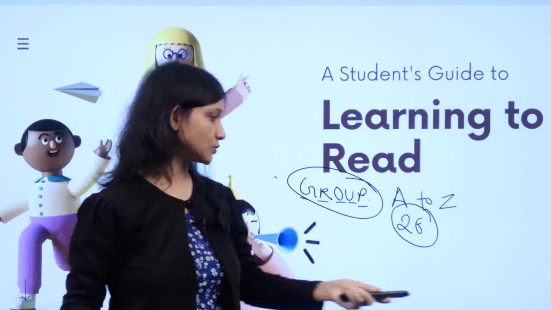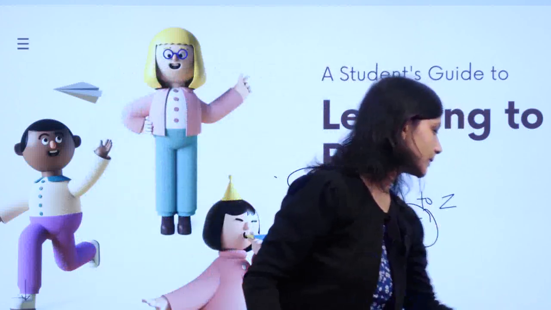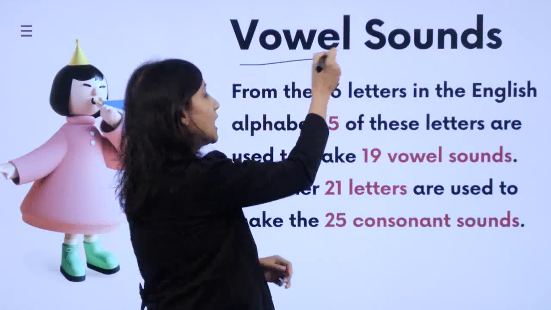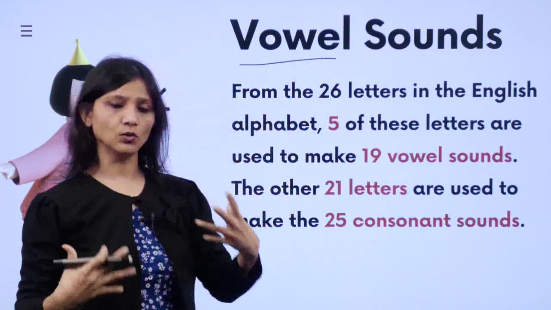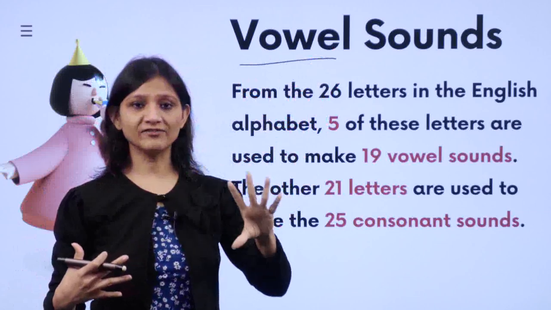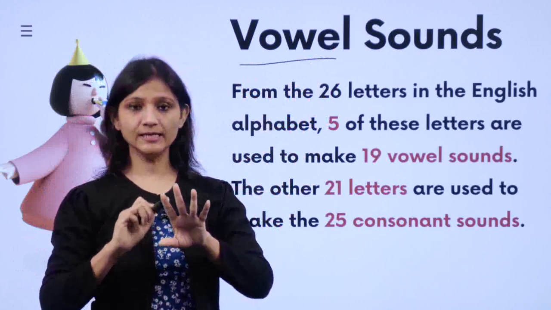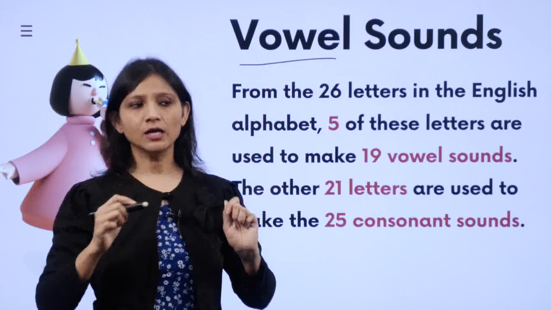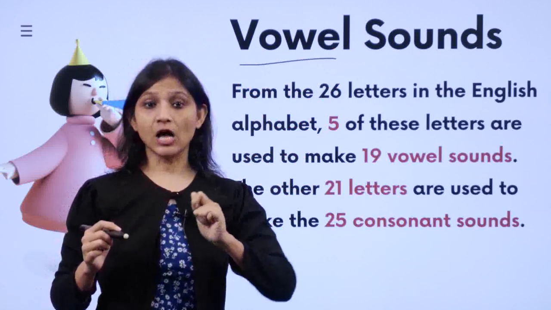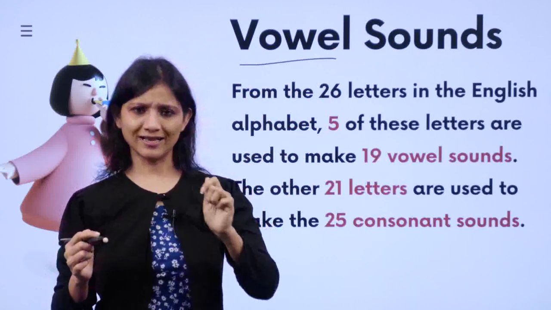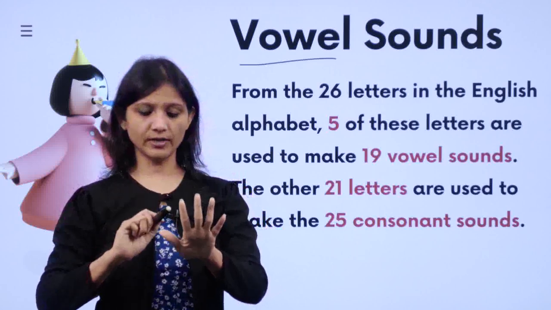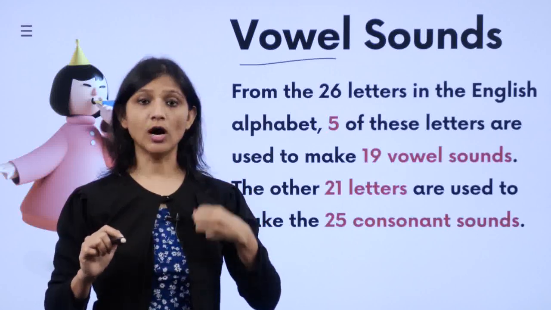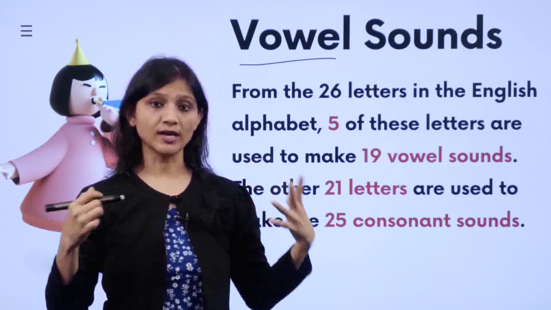So you remember we had learnt about vowels. Okay, so vowel, V-O-W-E-L, we call it vowel. Now, which are the 5 vowels? A, E, I, O, U. At times Y has this vowel sound, but we'll take that later. But in general, A, E, I, O, U are the 5 vowels that we see in the English alphabet.